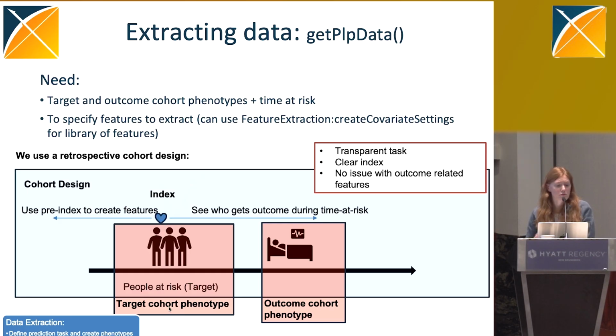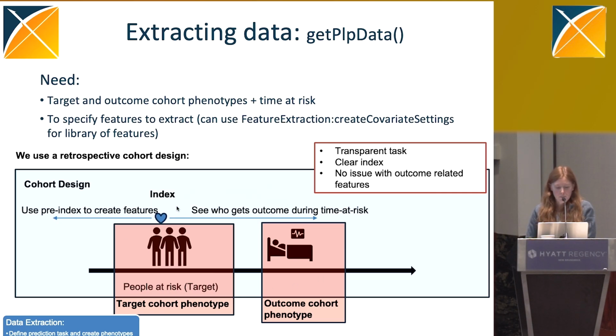We will have their index, so when they entered the target cohort. If the target cohort was new users or people newly diagnosed with diabetes, the index would be the first time we see diabetes for that person in the database. We use records prior to index to create features, and we look at some time period post-index, which is our time at risk, to see whether they have the outcome or not. If they're in the outcome cohort during this time period after the index, we class them as having the outcome. If they're not in the outcome cohort, we class them as not having the outcome.